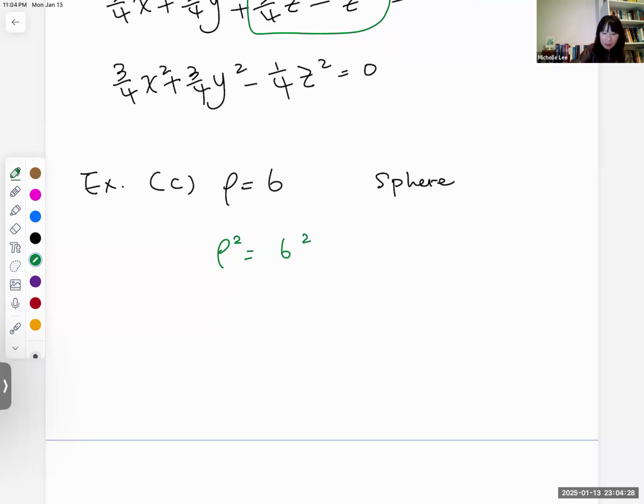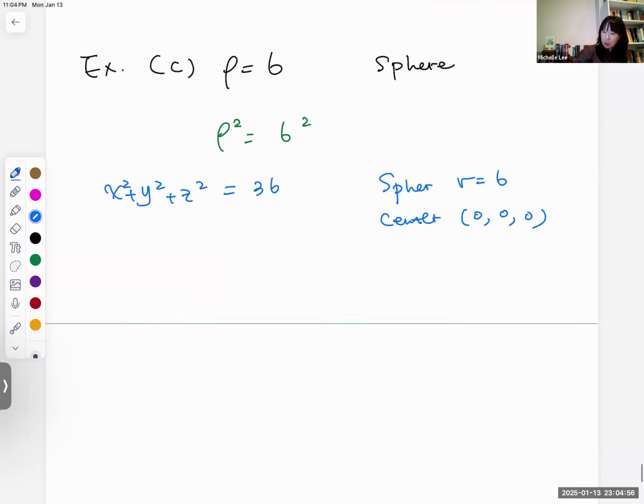Yeah? So rho squared, what do you get? x squared plus y squared plus z squared equal to 36, yeah? Ta-da-da. This is a sphere, right? R equal to 6, yeah? And then the center at the origin, 0, 0, 0. Yeah.